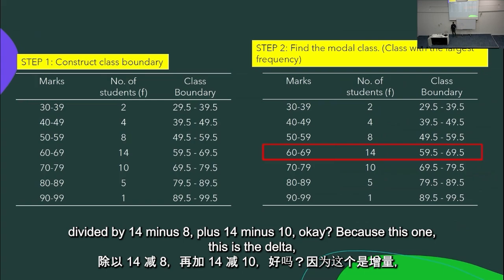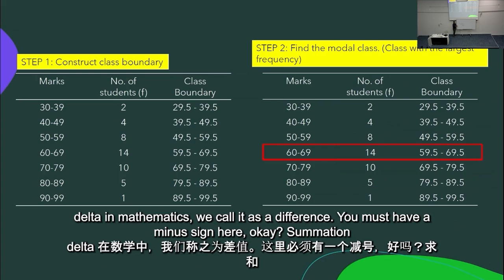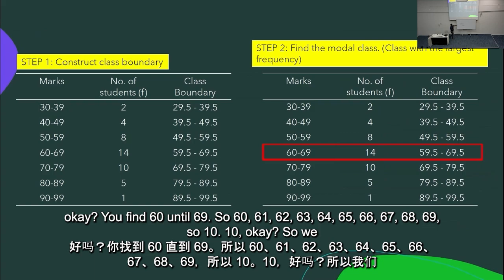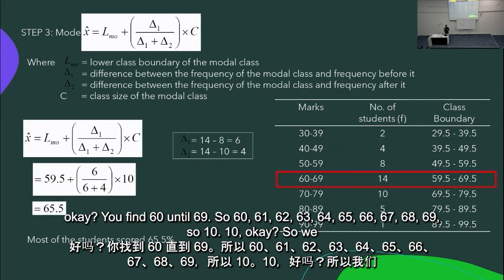Because this is the delta. Delta in mathematics, we call it a difference. You must have a minus sign here. Summation is plus, delta is minus, the difference. Alright, so the class size or C here, you find 60 until 69. So 60, 61, 62, 63, 64, 65, 66, 67, 68, 69. So 10. So we have 10 here.